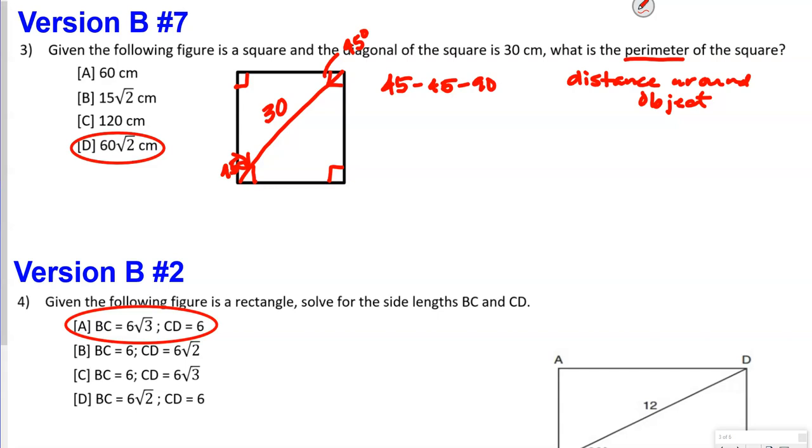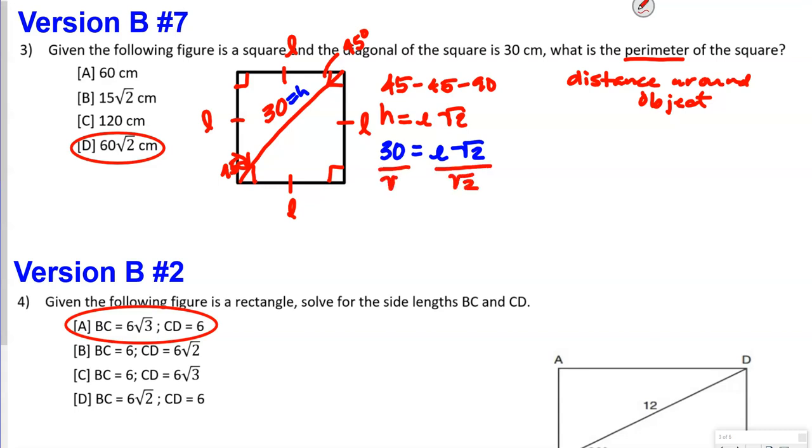And we have one formula for that. That's H is equal to L square root of 2. We also know that all 4 of these sides are congruent, right? So all of these are L and L and L and L. So hopefully you can tell that the 30 is the hypotenuse because it's opposite the right angle. So we're going to say 30 is equal to L square root of 2. So we're going to then have to divide both sides by the square root of 2, aren't we? We're trying to get that L by itself, but we cannot leave a radical in the denominator, agreed? So that means we have to multiply the top by the square root of 2 and the bottom by the square root of 2.